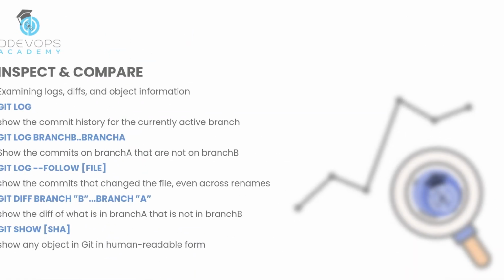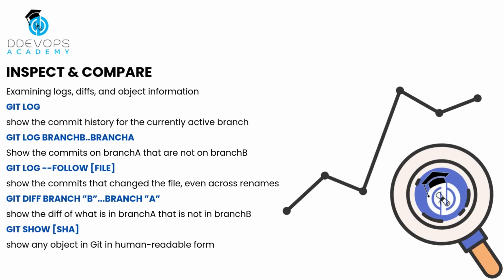How to inspect and compare changes in Git. Use git log to view your branch's commit history. To compare branches, git log branchA..branchB shows what's unique in branch B. If you want to track changes to a specific file, even across renames, use git log --follow file. For differences between branches, git diff branchB..branchA highlights what's changed. And with git show sha, you can inspect any Git object in a readable format.